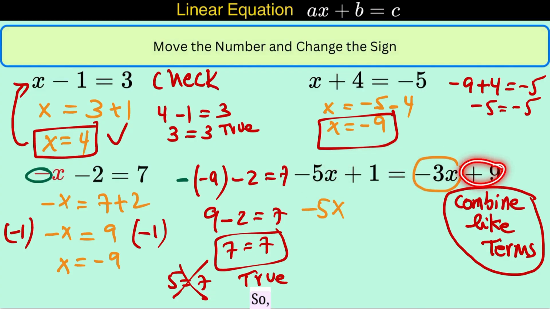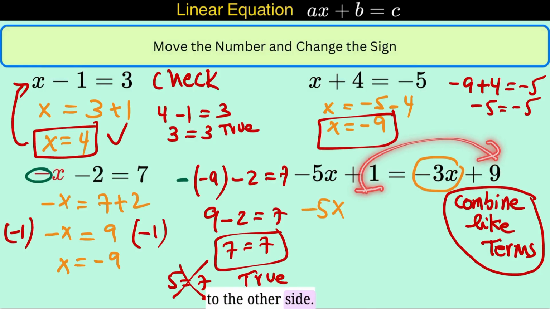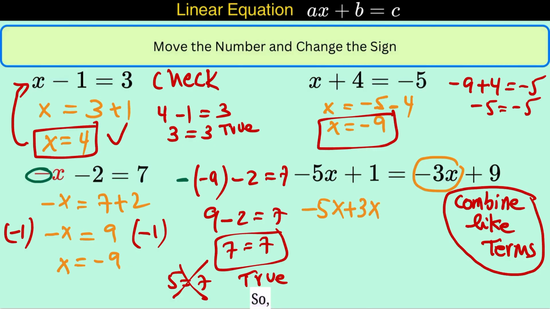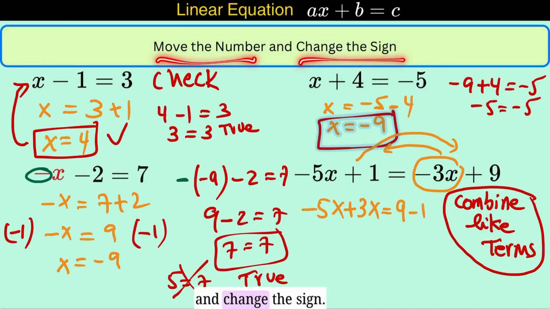Then I have here a number, so I have to bring this number to the other side. So this one, it will be negative 5x plus 3x. So this one I bring it and change the sign. Then I have on the other side I have 9. Then this plus 1, I'm gonna bring it here. I'm gonna change the sign, negative 1. Again, move and change the sign. Move and change the sign. Don't forget this, combine like terms.